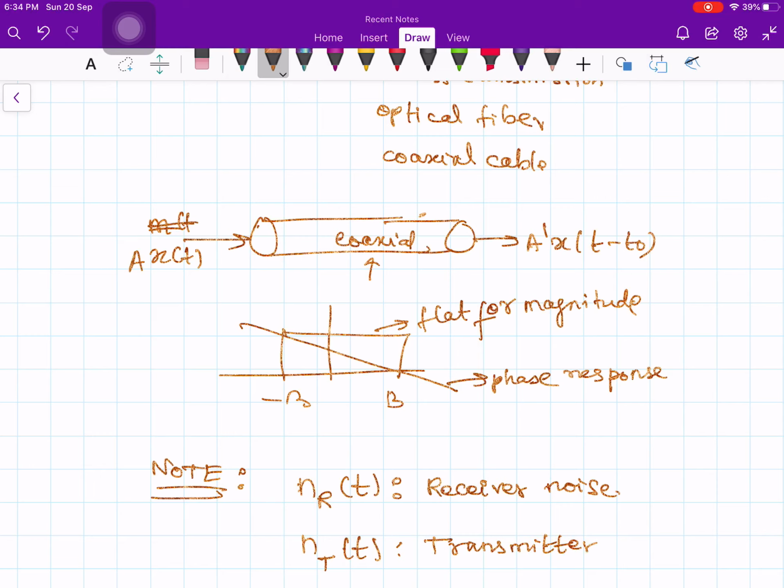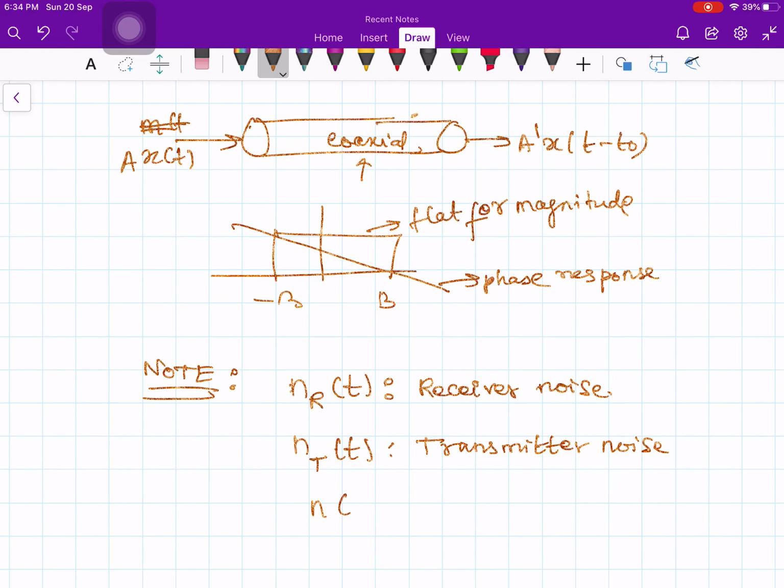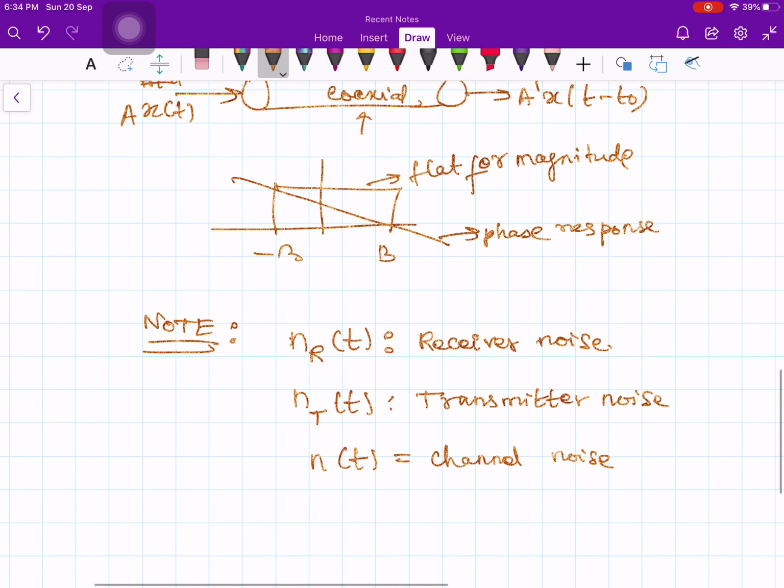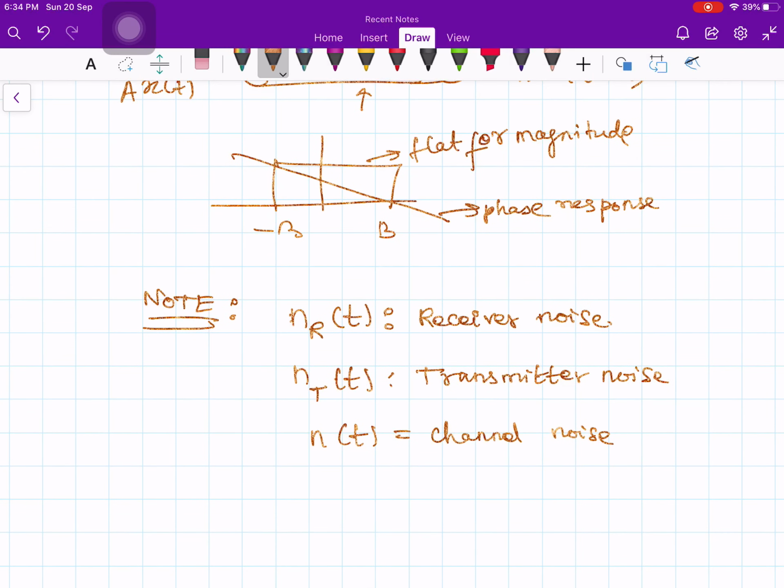Transmitter noise. And also you have the noise N of t added due to the channel. In the literature, generally what they will do is they will add all this noise together, N R of t plus N suffix transmitter noise plus N of t. This all together is called channel noise.